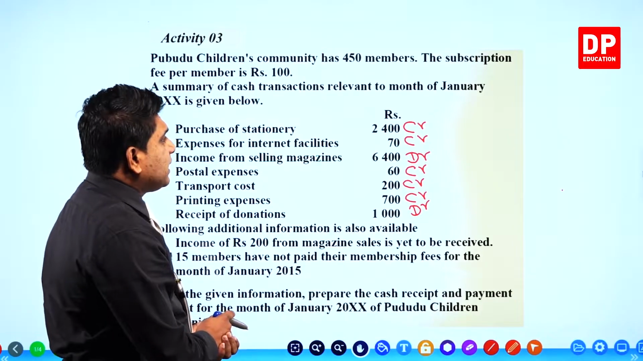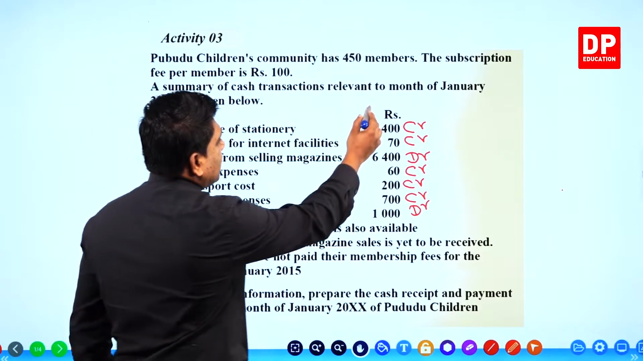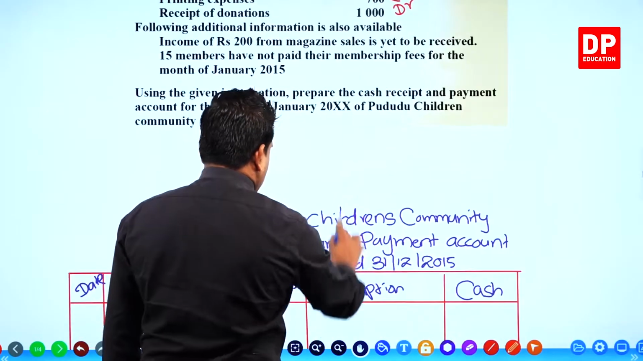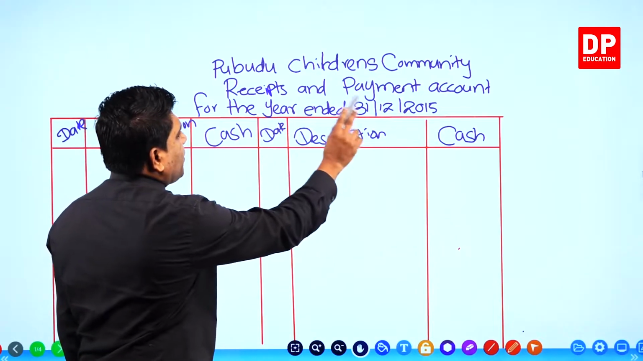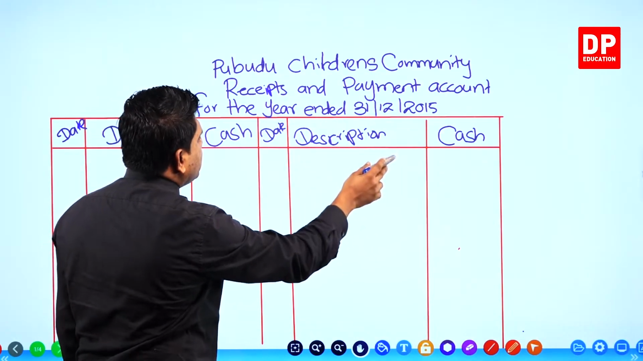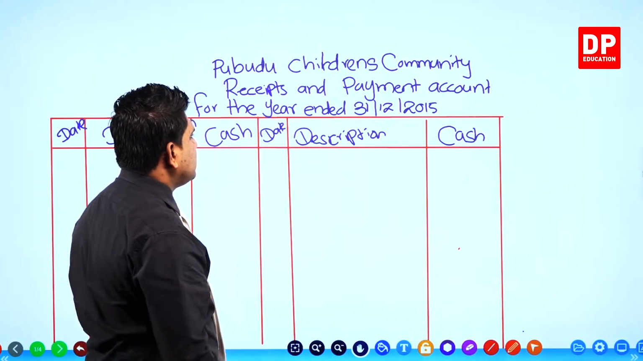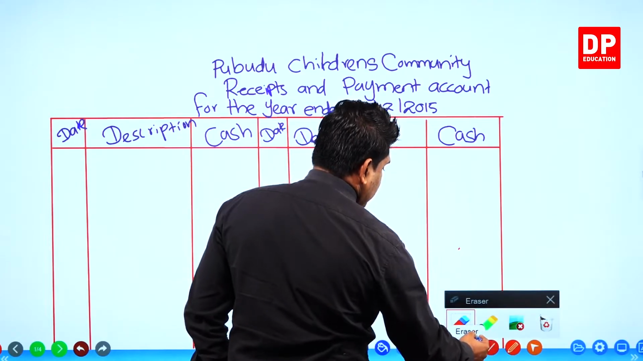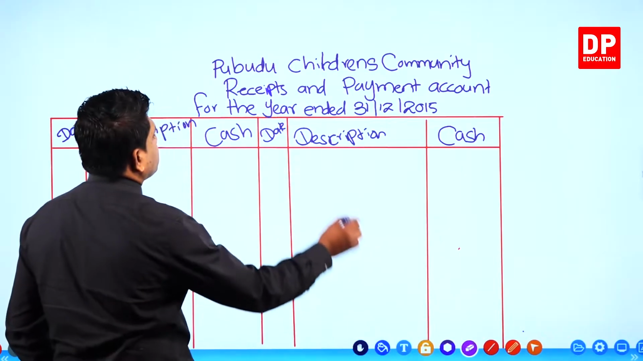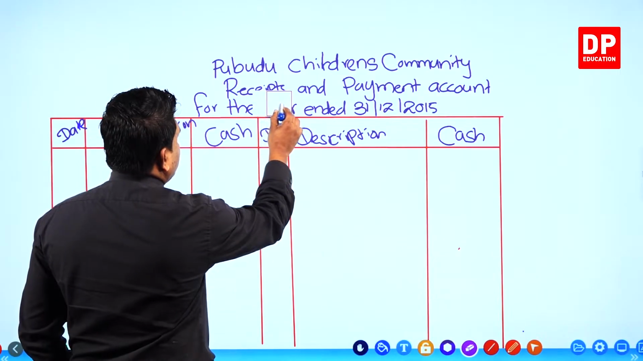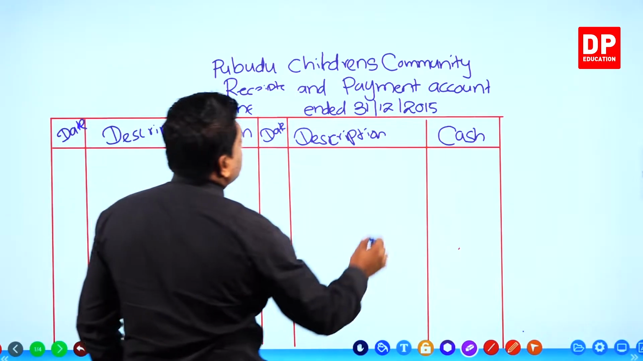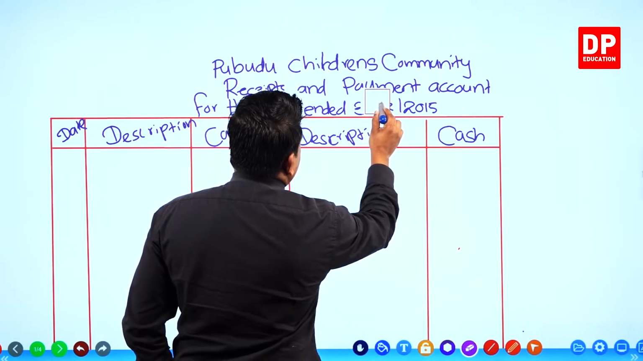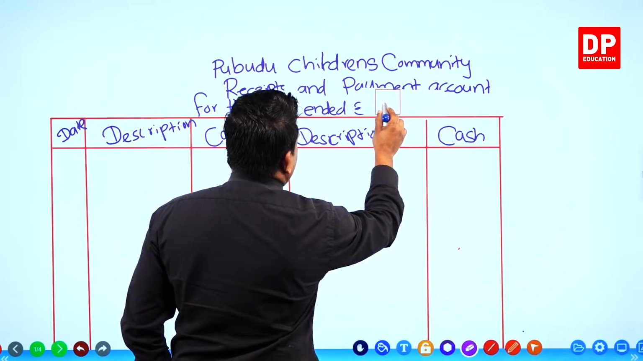Why? They have given clearly that the details are for the month of January. So then you have to change here: receipts and payment account for the year ended, or for the month ended. For the month ended, right? Then here you change "year ended"; it should be month end. 31st December or 31st January? It should be 31st January.